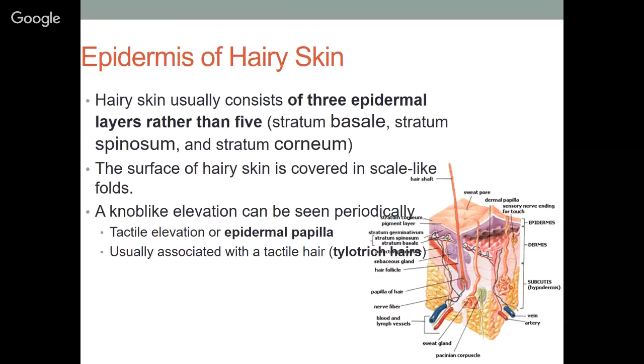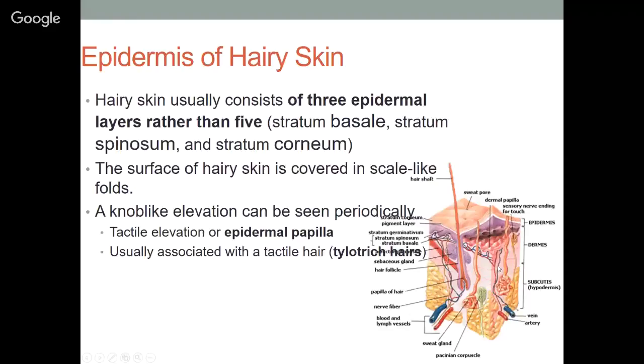Hairy skin usually consists of three epidermal layers rather than five. So, remember what I said, the stratum lucidum and stratum granulosum are gone. We just have the stratum basale, stratum spinosum, and stratum corneum. The surface of the hairy skin is covered in scale-like folds. And you look at this picture here, you can kind of see that we have little folds of the skin.